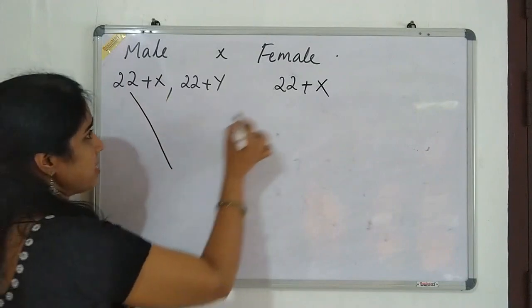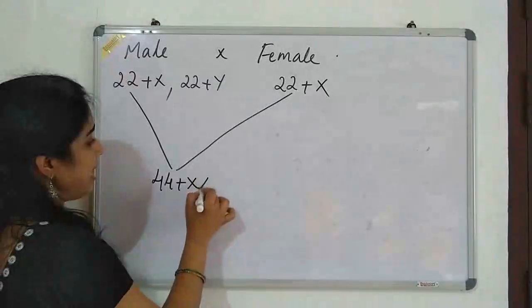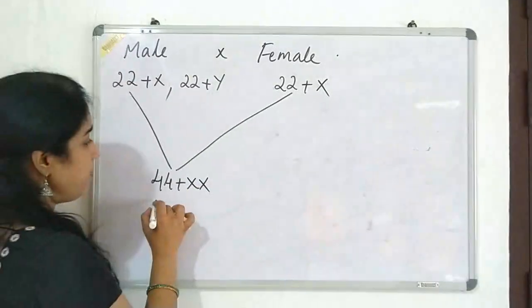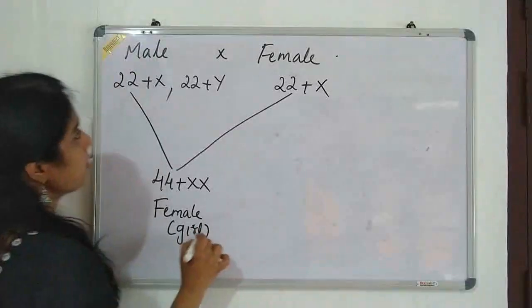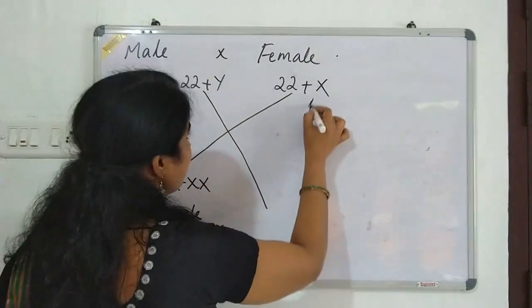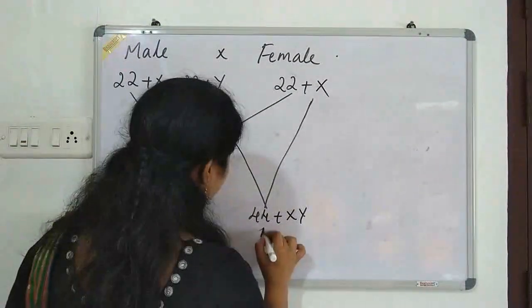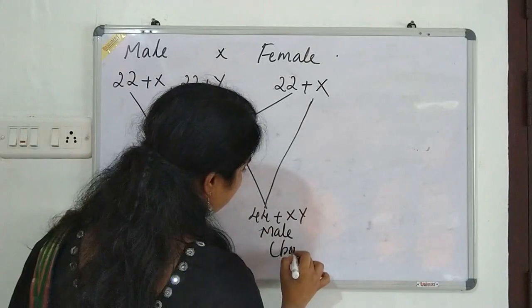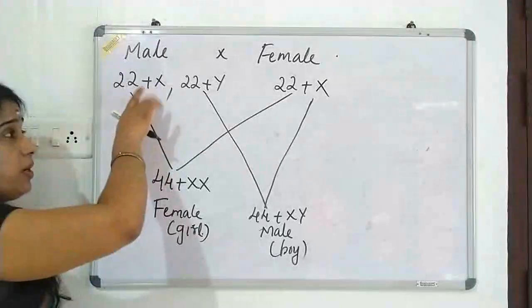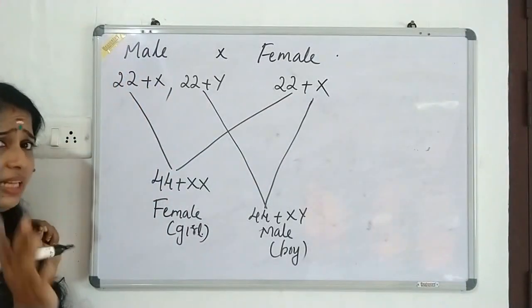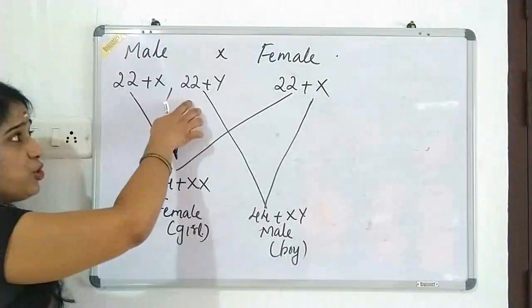If this 22 plus X fuses with this 22 plus X, then what about 44 plus XX? Then the child will be female or girl. Then if this fuses with this, what will happen? 44 plus XY and the child will be male or boy. Clear? So male sperms, of course, have only one X or else Y only. So these millions are there. Among these, half 22 plus X and half 22 plus Y.